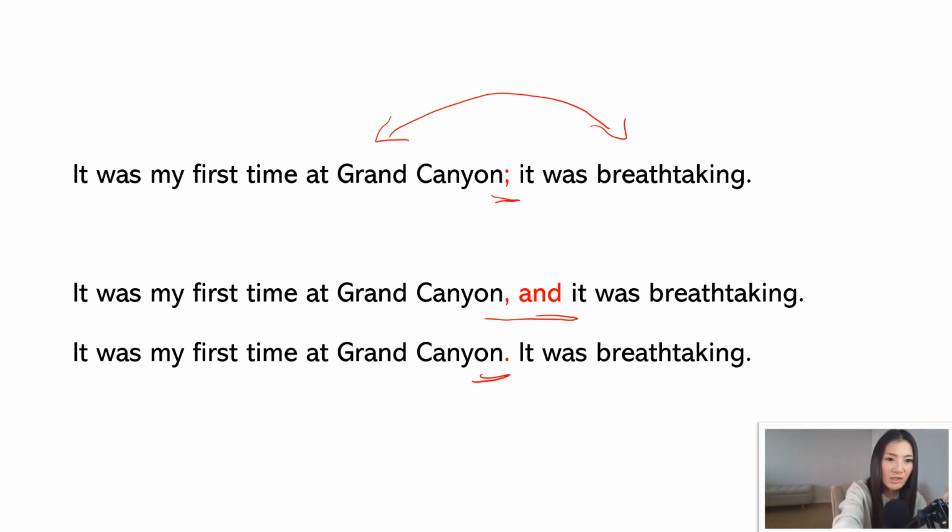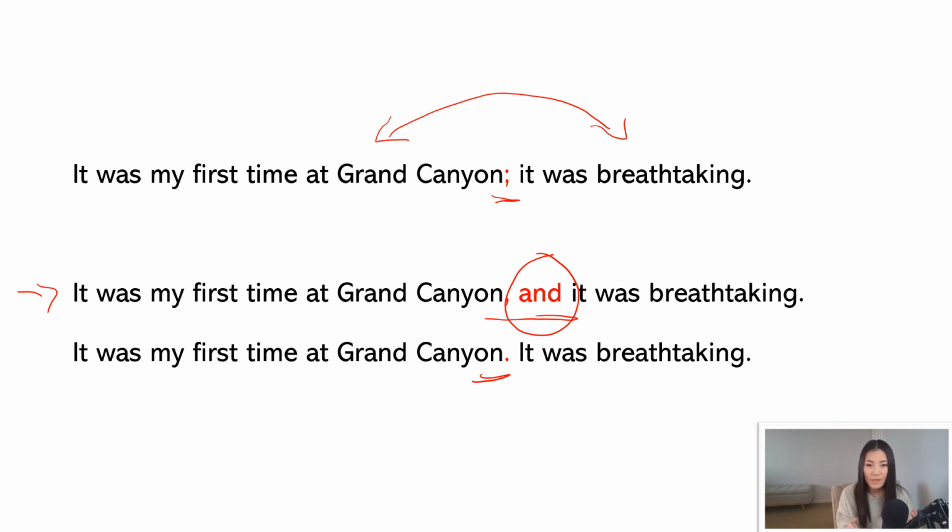So the first other option is, "It was my first time at Grand Canyon, comma, and it was breathtaking." Just the sound of the word "and," as the writer, I just don't want it there. I don't like the way it sounds. I want it to be, "It was my first time at Grand Canyon; it was breathtaking." I don't want that word "and." This will be an example of stylistic purposes. Just for the way it looks and sounds, just the style of my writing, I don't want that word "and" in there.